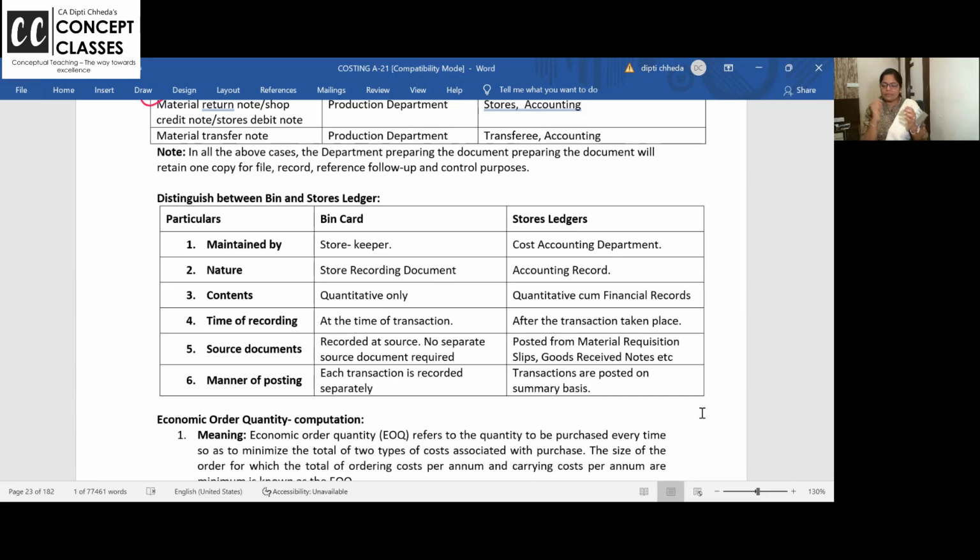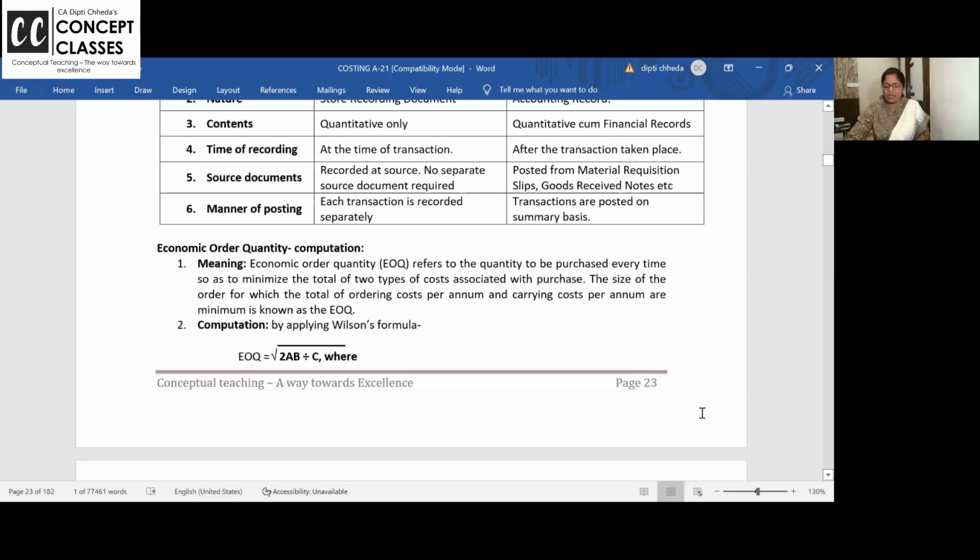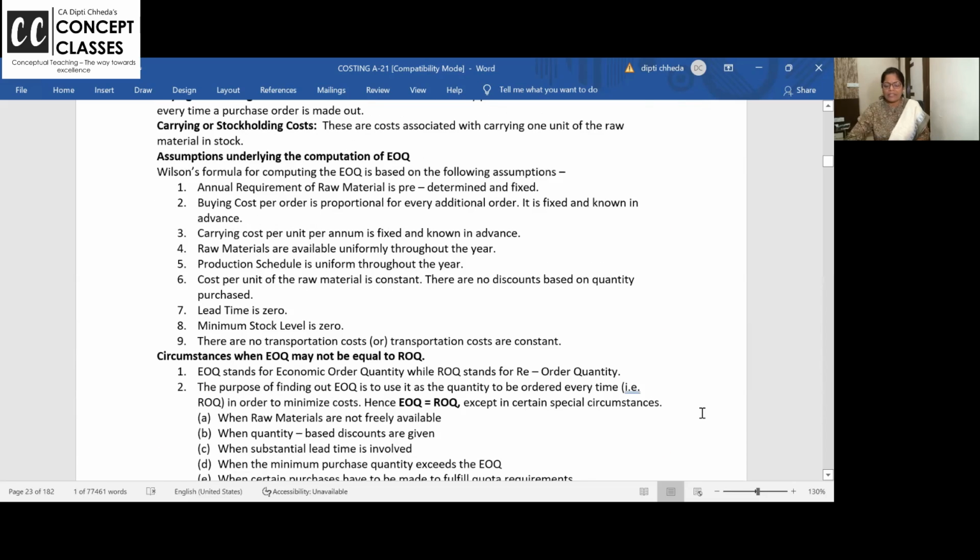Stores ledger. Stores ledger is different. Stores ledger is what we are learning, LIFO, FIFO and all. So you can revise this from our material.